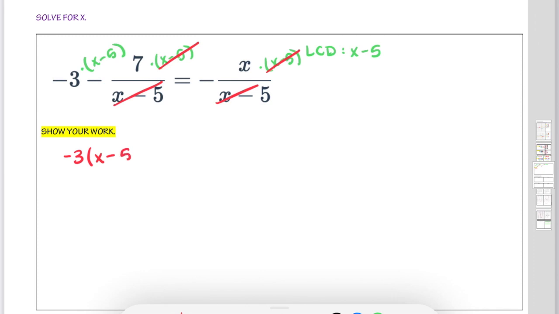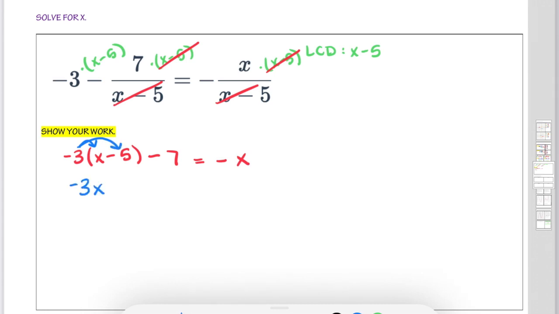So I have to carry down negative 3 times x minus 5 minus, don't forget there's a minus, 7. That's all I have left there because the x minus 5 is canceled, equals negative, don't forget that negative, x. All I have left is the negative x because the denominator canceled. Again, don't forget to carry down those negatives. Don't lose those.